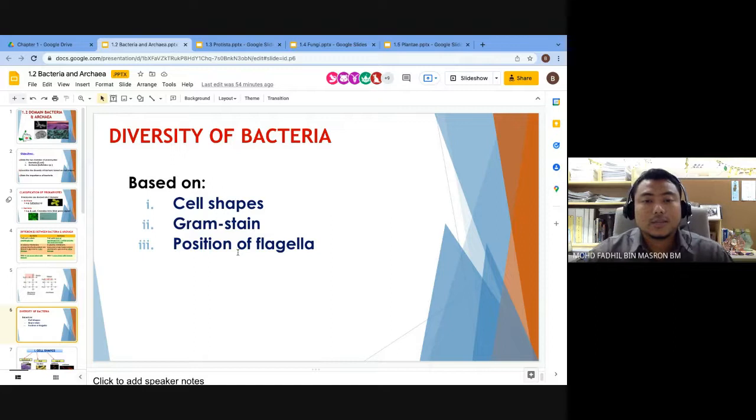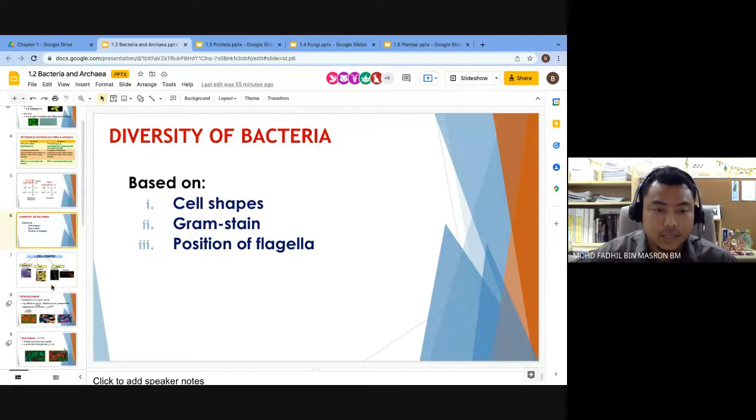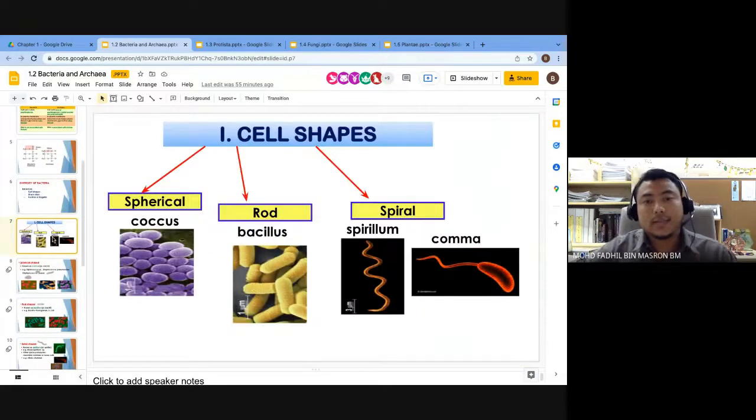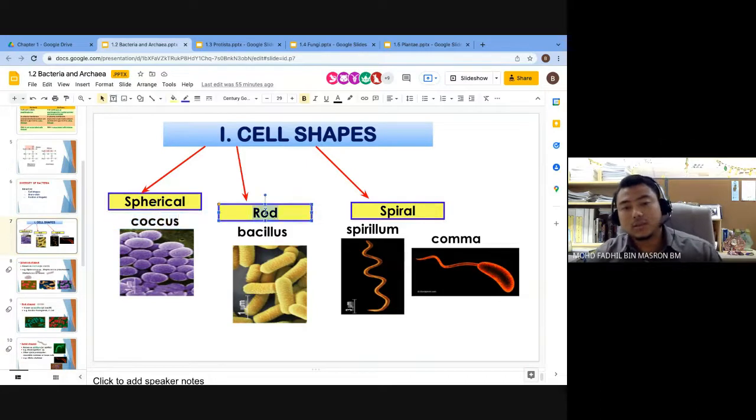So position of flagella. Flagella ni adalah ekor. So adakah ekor dia ada ke, tak ada ke, ada banyak ke, ada sikit ke, kat mana ke? Itulah their diversity as well. So if we look at the cell shapes of these bacteria, if it is spherical, berbentuk bulat, kita akan panggil sebagai coccus. If the shape is rod shape, we're going to call it bacillus. If the shape is spiral, we're going to call it spirillum, ataupun kalau bentuk koma, macam tu lah.